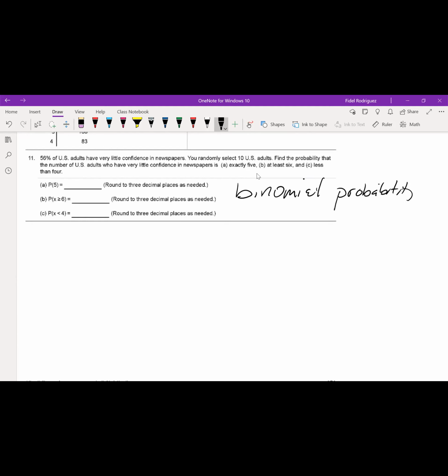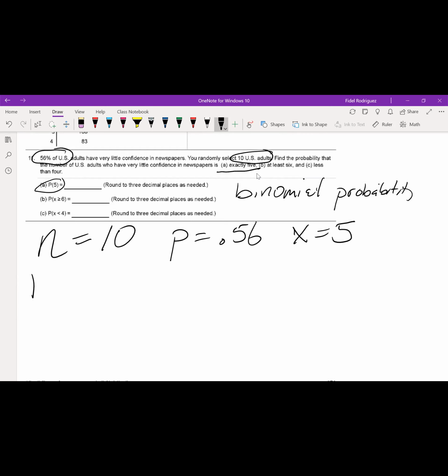In this case, my n is the number 10 because we have 10 adults, right? My p, the probability that those people have little confidence in newspapers, is 0.56 because it's 56%. And we're trying to find that the number of adults who have very little confidence in newspapers is exactly 5. So here, my x is going to be 5. I want you to notice how they're writing this here. They're saying, let's find P of 5. So guys, what I'm going to do here is use my binomial PDF.